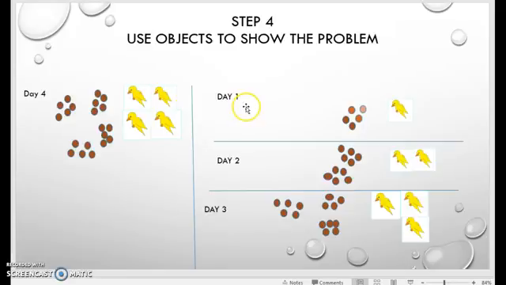So here I made a picture of day 1. Here's the birds and the breadcrumbs. Day 2, it says that 2 birds were attracted by 10 breadcrumbs, and 3 birds for 15 breadcrumbs on the 3rd day, and the 4th day is 20 breadcrumbs attracting 4 birds.